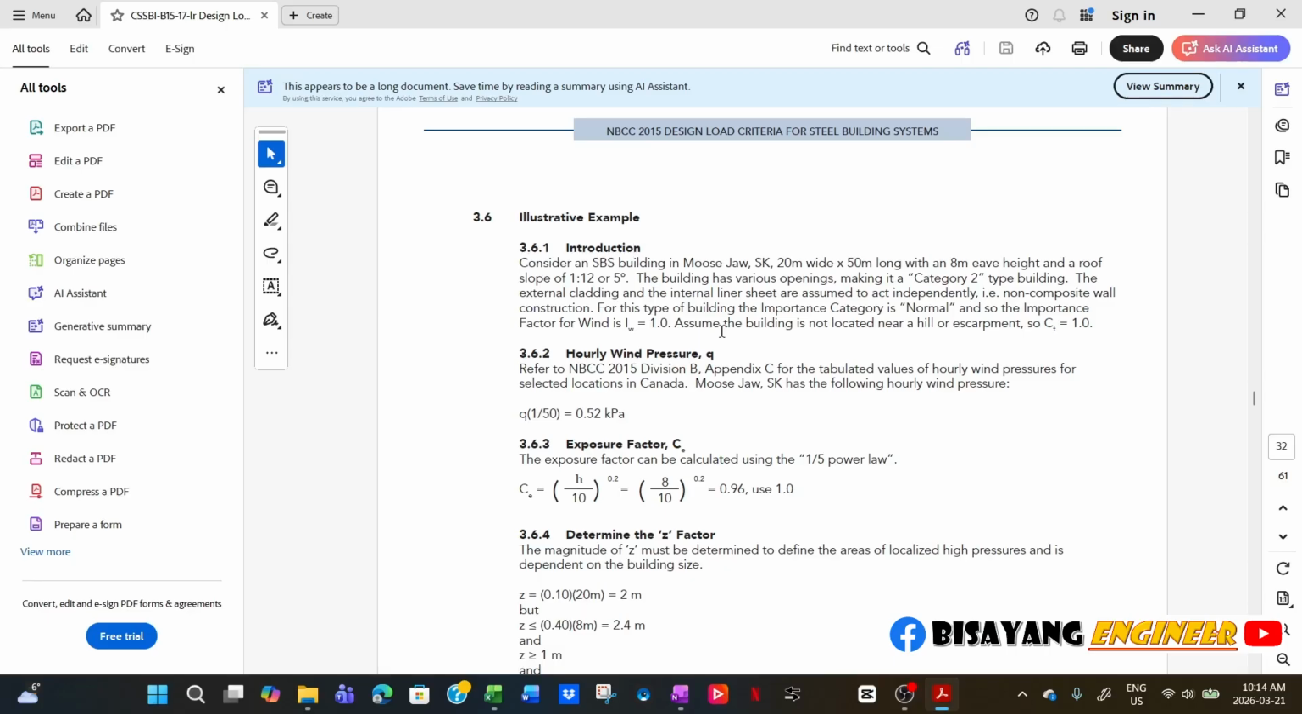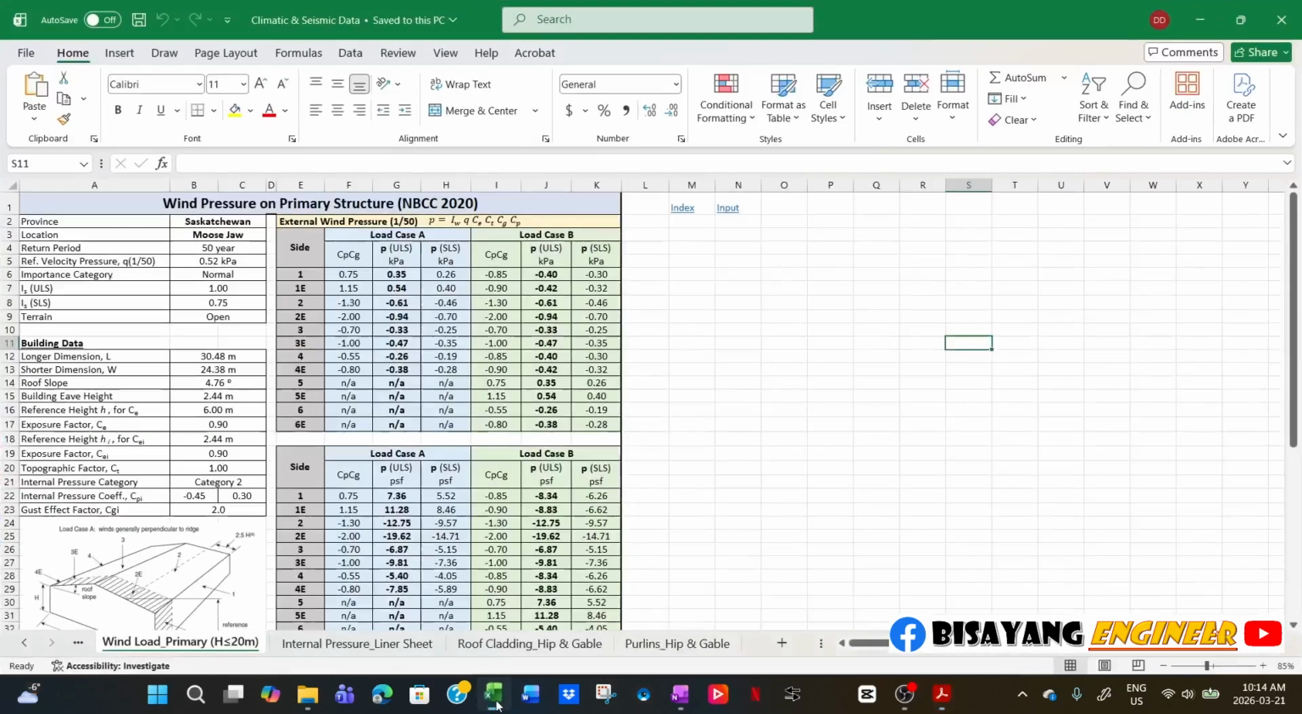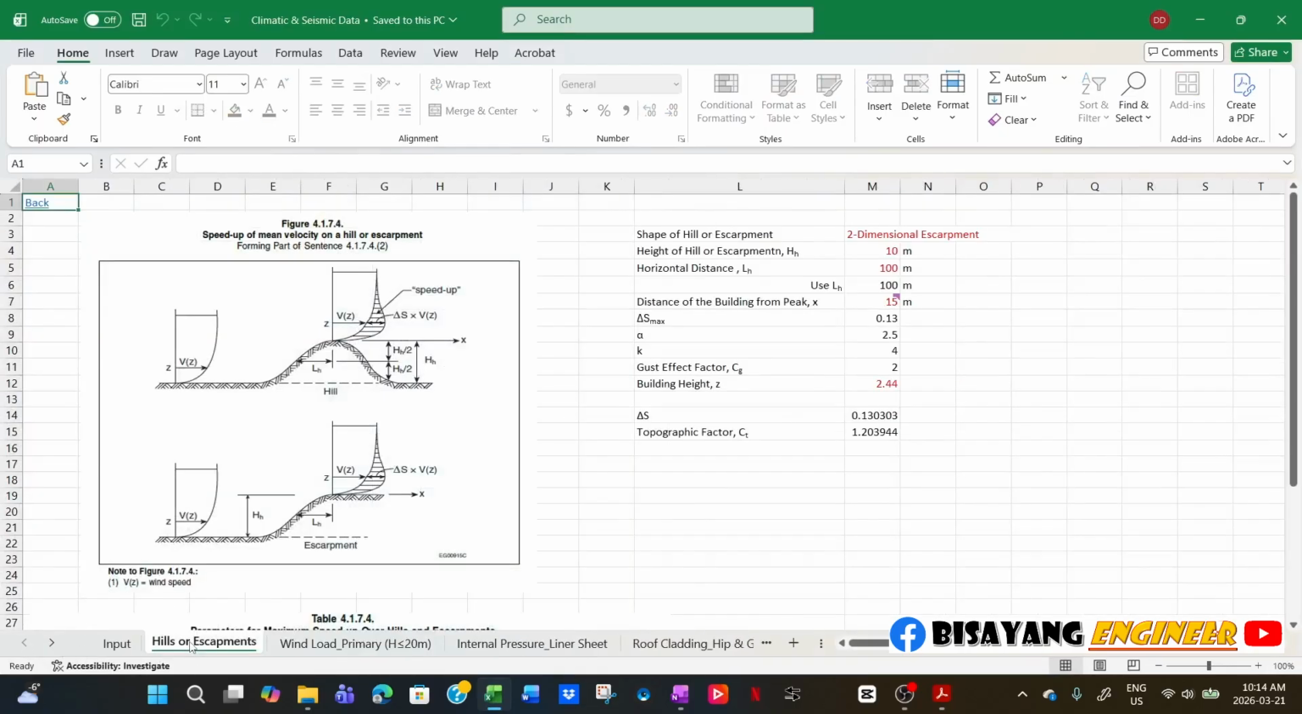So this escarpment, I think this is the Kzt in the, is it Kzt in the US code, the ASCE 7. But this is basically, I created a spreadsheet for this one. This diagram, it's in the ASCE 7. I just can't remember the term used in there.